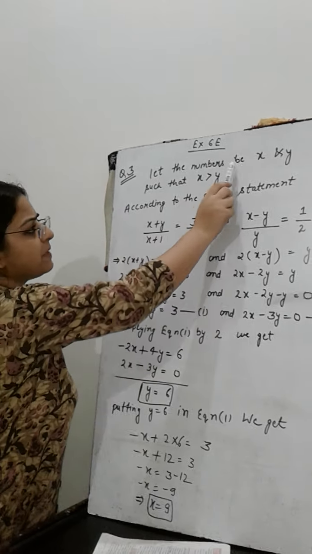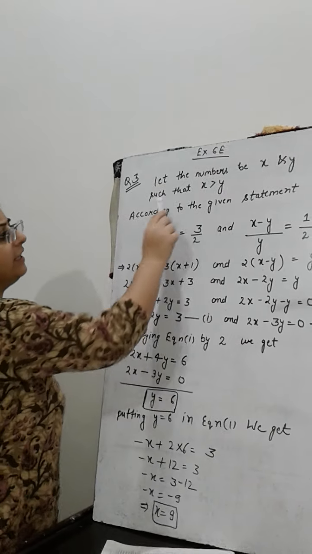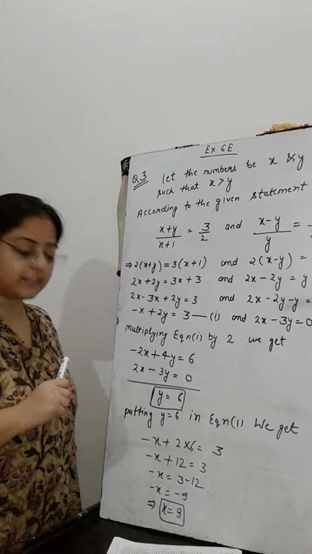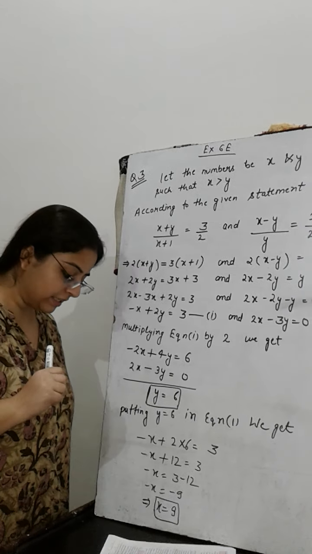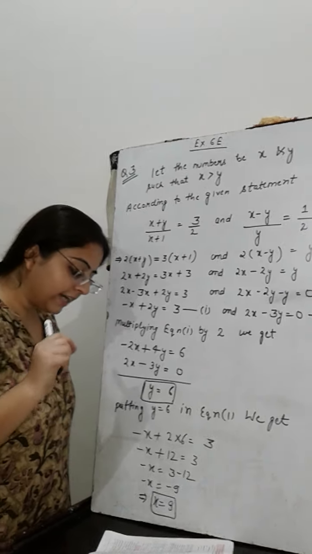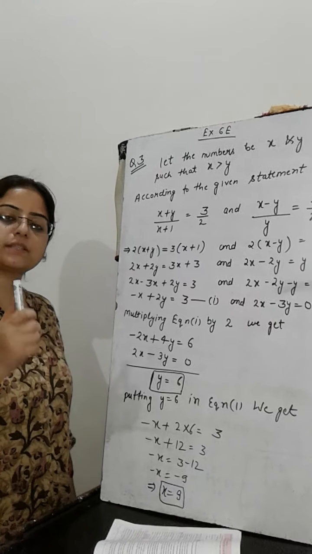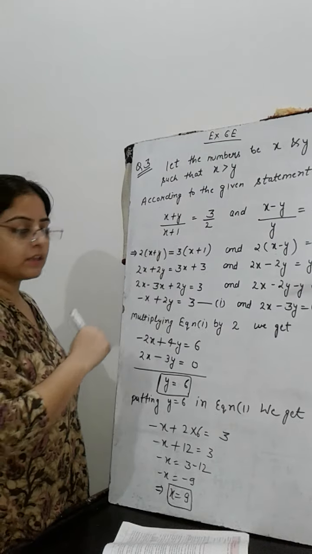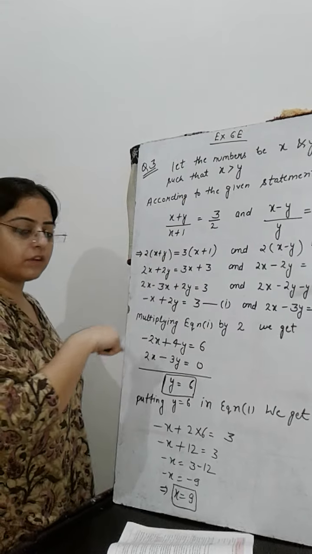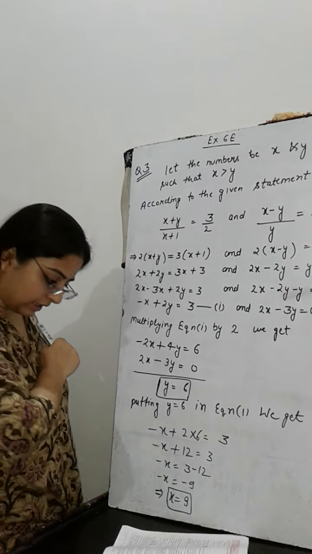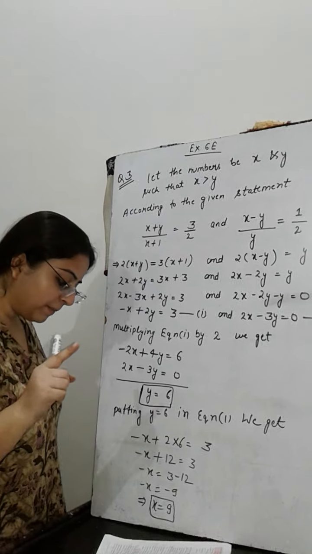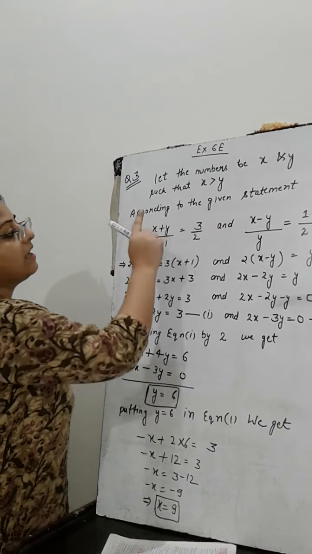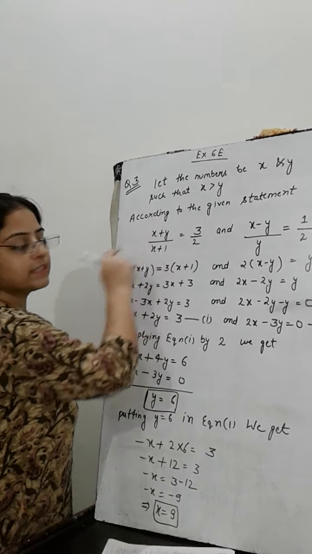So let the numbers be x and y such that x is greater than y. Then according to the given statement, it was given in the question that the greater of the two numbers is increased by 1. In our case, we have taken x is greater than y. So when x is increased by 1, it will become x plus 1. And when the greater of the two numbers increased by 1 divides the sum of the numbers, the sum of the numbers will be x plus y.